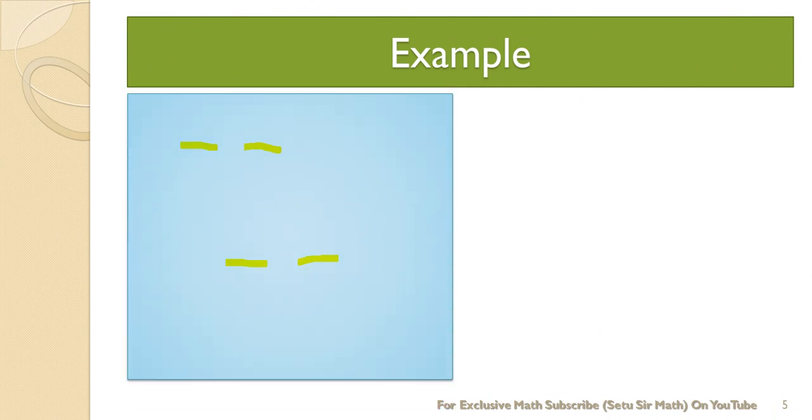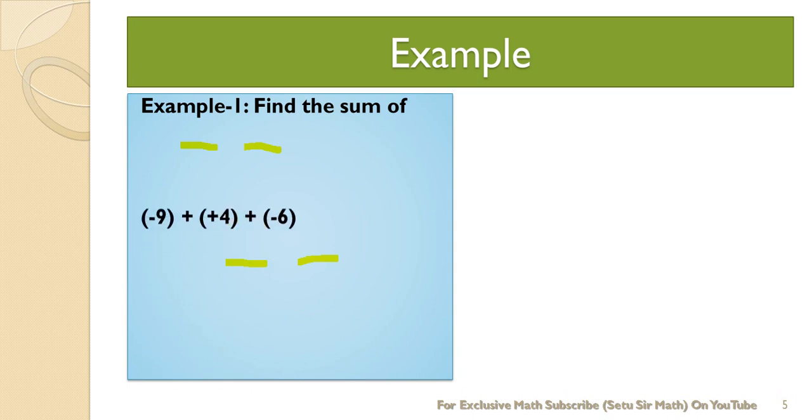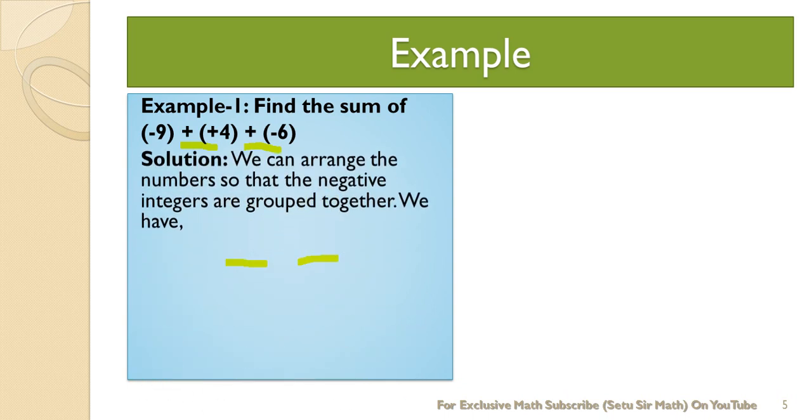So my dear students, we will solve the first example. Example 1: find the sum of minus 9 plus 4 plus minus 6, and we will apply the rules. Solution: we can arrange the numbers so that the negative integers are grouped together. We will use the multiplication rules of the signs plus and minus. So this is the math, and you can see the highlighted part, the sign plus minus.